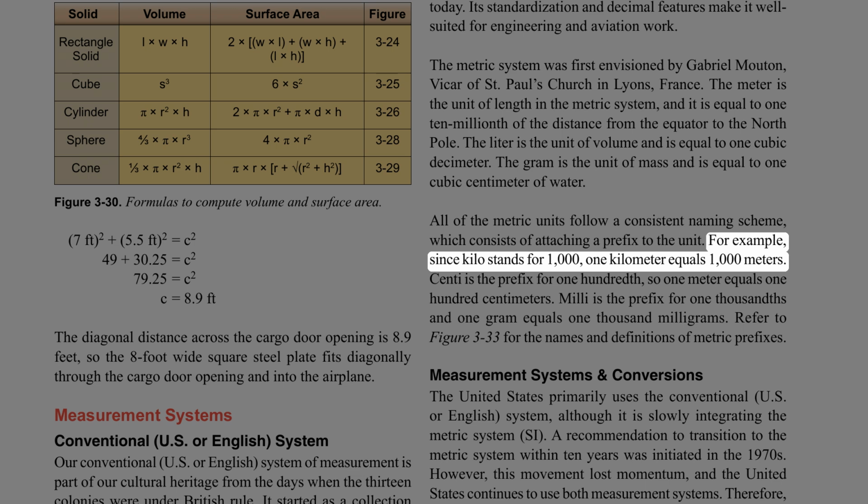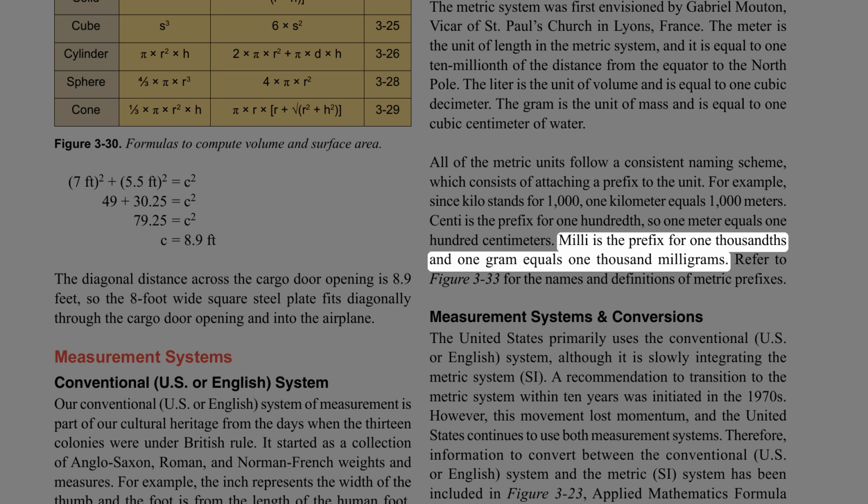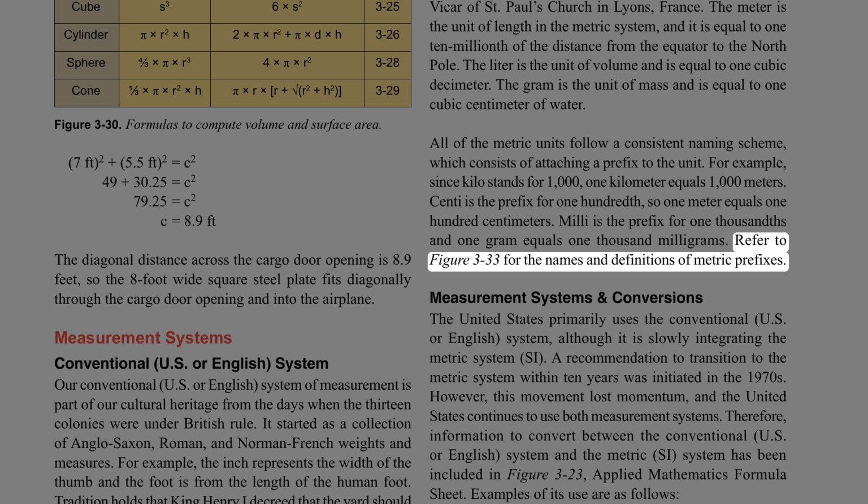For example, since kilo stands for 1,000, 1 kilometer equals 1,000 meters. Centi is the prefix for 100th, so 1 meter equals 100 centimeters. Milli is the prefix for 1,000ths and 1 gram equals 1,000 milligrams. Refer to figure 3-33 for the names and definitions of metric prefixes.